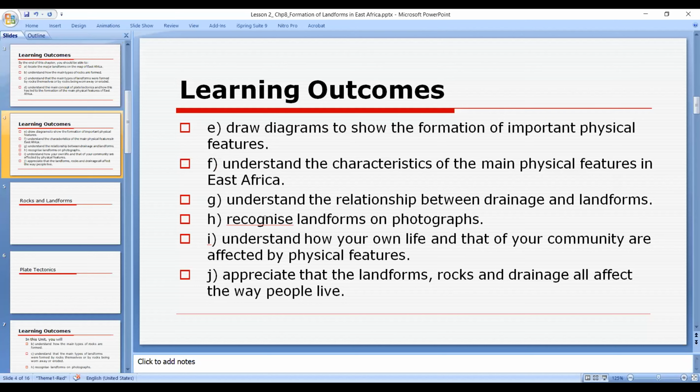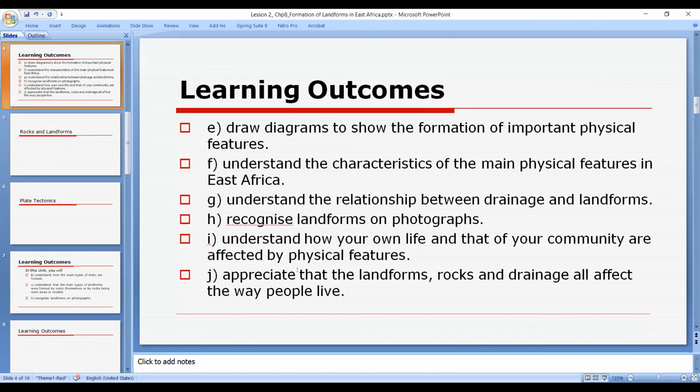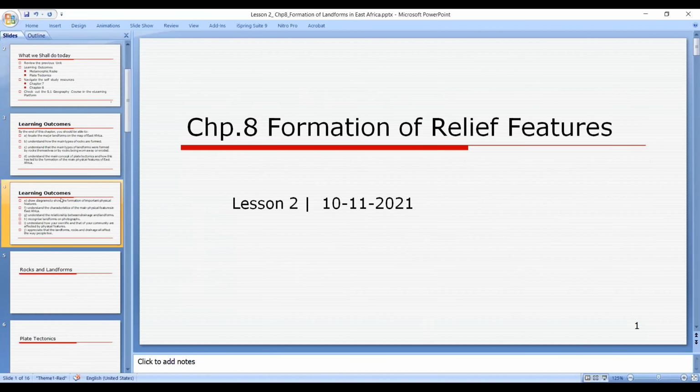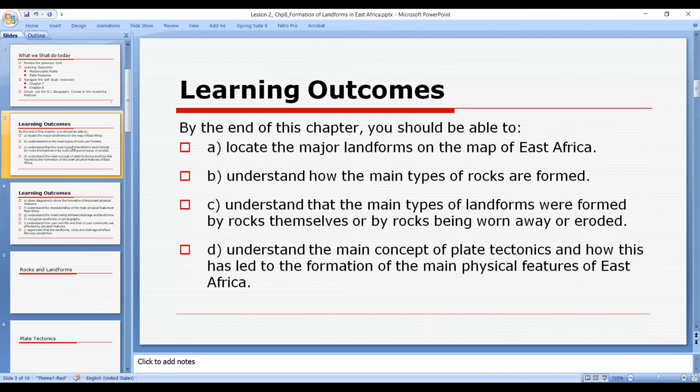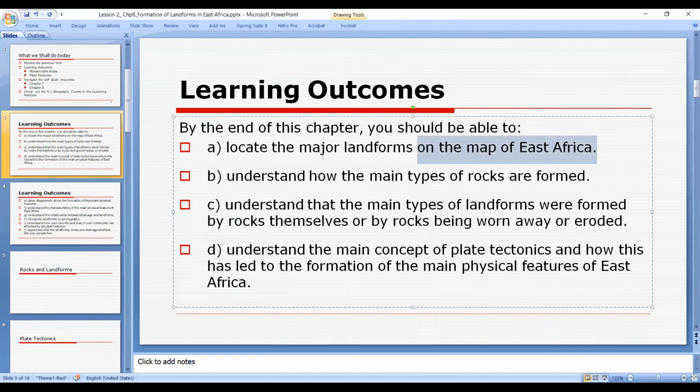So one, we are to draw. I think I deleted some slides. Hopefully I didn't. I could be missing a slide. Okay, I think here we are. So by the end of the chapter, you should be able to locate the major landforms on a map. Locate the major landforms on the map of East Africa.